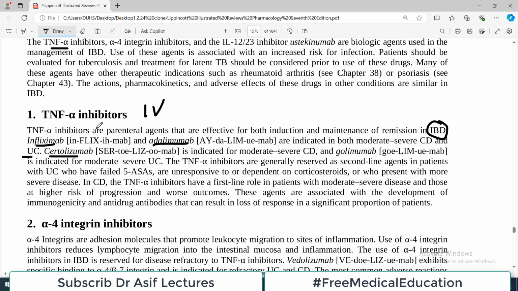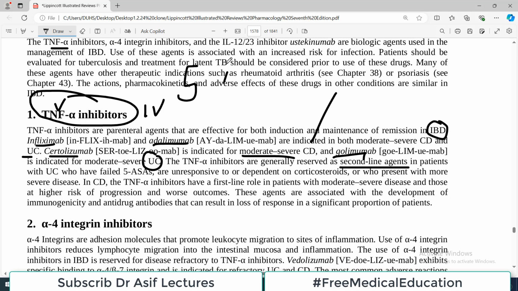Then certolizumab, another monoclonal antibody. So they are all monoclonal antibodies because they are inhibiting TNF. So these are the antibodies which inhibit TNF. Okay. So certolizumab is indicated for moderate to severe Crohn's disease as well. There is another one called golimumab that's only for ulcerative colitis, and they are pretty effective. They are generally reserved as a second line agent. The first line agent, you know, is the 5-ASA, and then you use corticosteroids. But then you have another armamentarium available, which is these inhibitors.